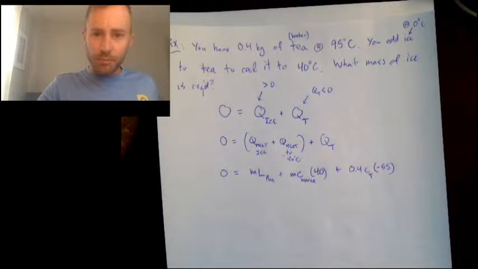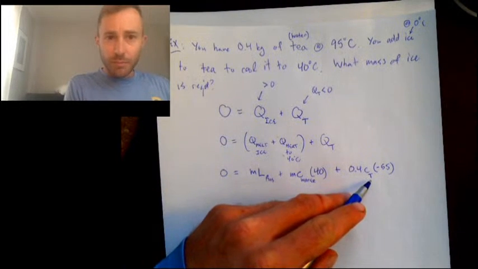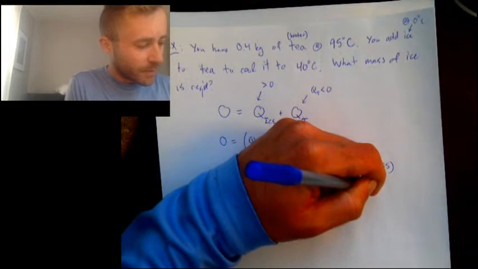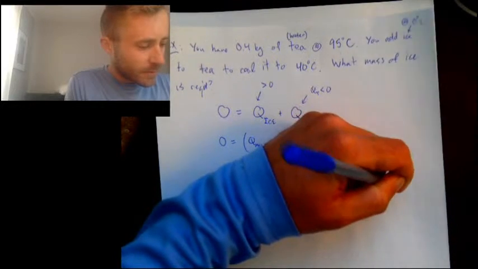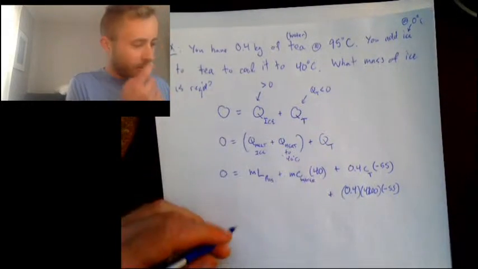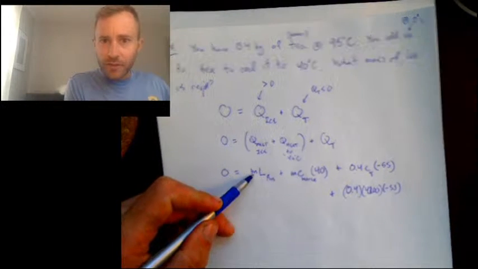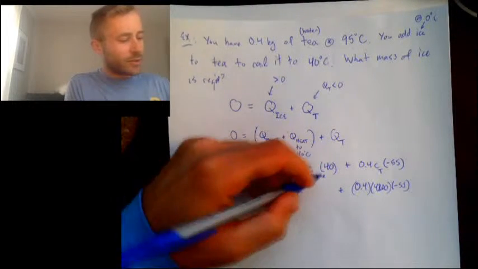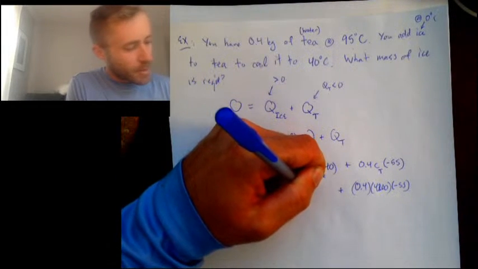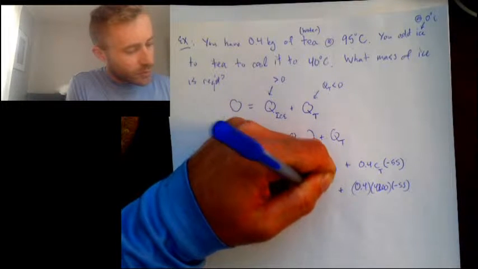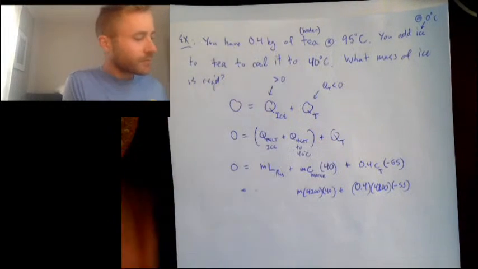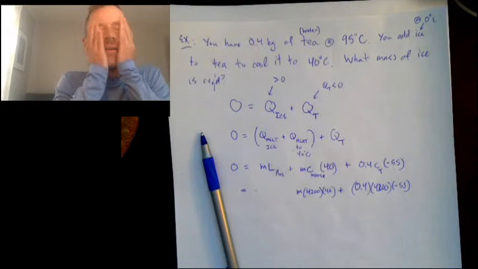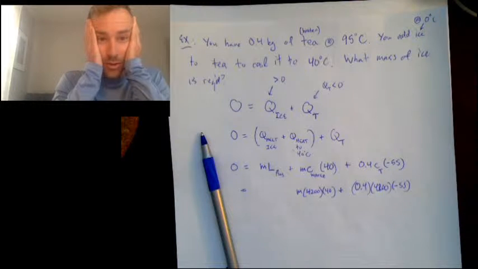So now let me plug in. Tea is basically water from a thermodynamic standpoint, so its specific heat capacity is 4,200. And keep in mind, this M is the mass of the ice, so this is what I'm solving for. The ice is water, so that's also 4,200. And now I guess I better look up the specific latent heat of fusion of water. I believe it's 343,000. Let me look it up.